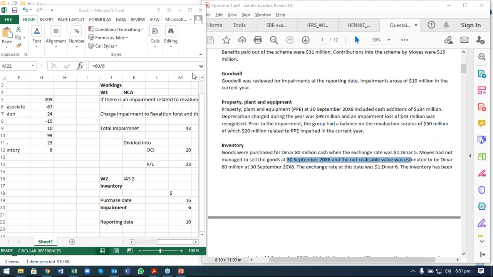Benefit paid into the pension. Okay, there's one more question. Instead of inventory, if we have a monetary item, then will we separate foreign exchange losses and impairment? Yes, we need to. If there is a monetary item, you need to differentiate between the foreign exchange loss and the impairment loss if it is a monetary item. Most probably in the case of IFRS 9 financial instruments.